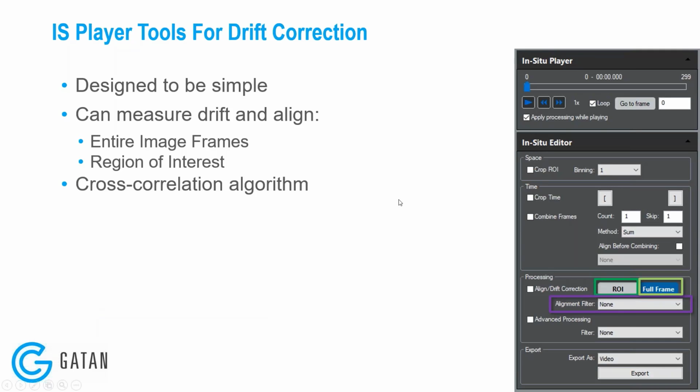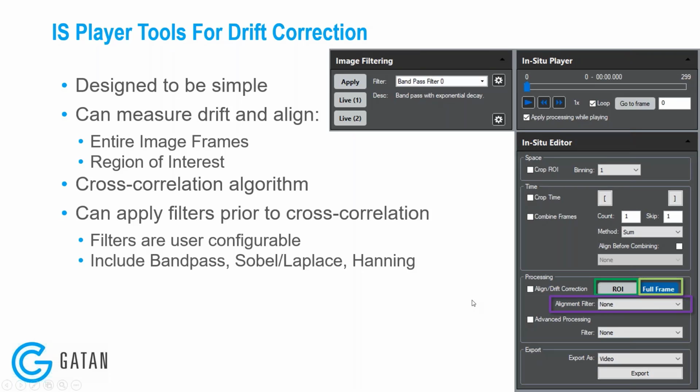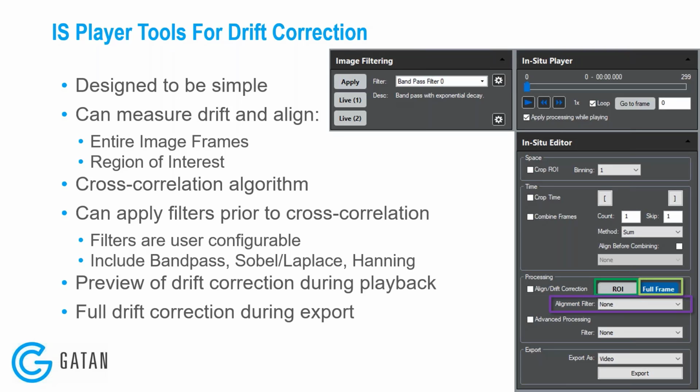So the IS player has tools for drift correction. These are designed to be simple, where you can measure the drift and align the video by the entire image frame or by just a region of interest. And this uses a cross-correlation algorithm. And we can also apply filters prior to the cross-correlation. And these filters are user configurable. And we'll see more of this as I go into the live demo here.